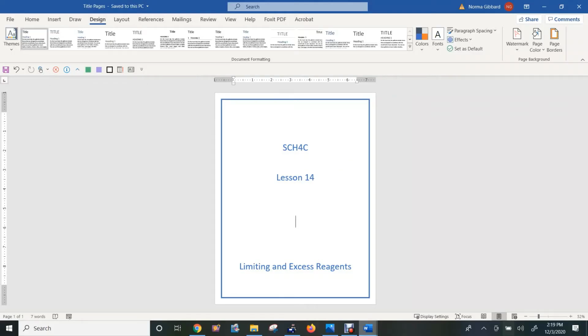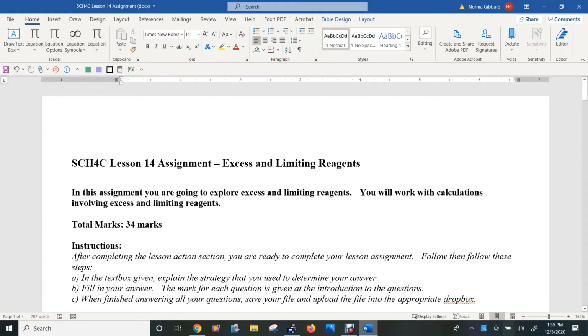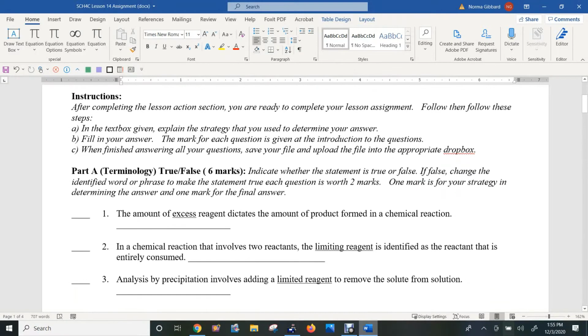SCH4C, Lesson 14, Limiting and Excess Reagents. SCH4C, Lesson 14 assignment, Excess and Limiting Reagents.